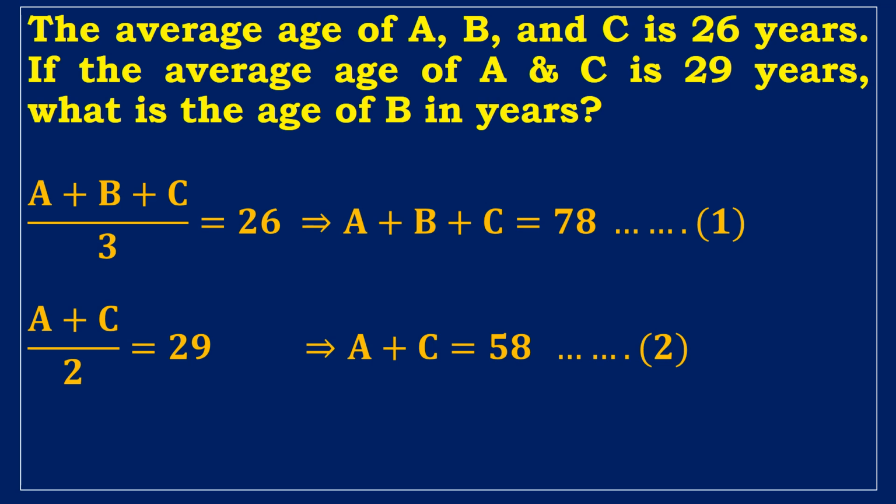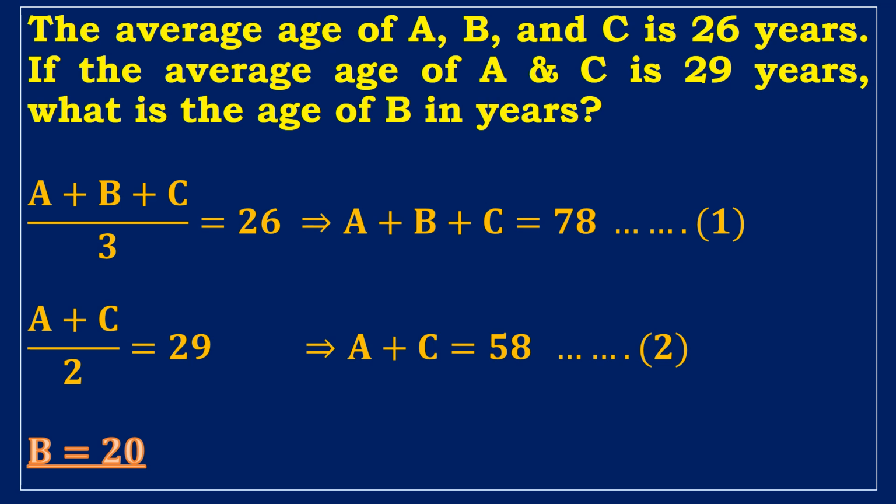First, we'll substitute the second equation into the first equation for finding the age of B. Age of B equals 78 minus 58, which is 20. So, the age of B is 20 years.